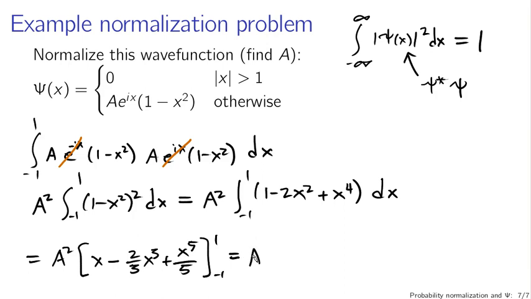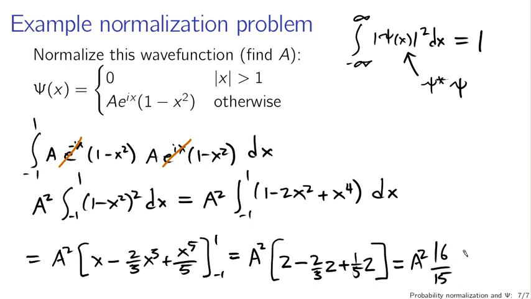which when you substitute in the limits becomes a squared times: this x part is going to be 1 minus the other limit, minus 1, which is 1 minus minus 1, which is 2, so going to give me a 2, minus 2/3 of whatever I get from the x cubed, which is again going to be 1 minus a minus 1, or 2, plus 1/5 of x to the fifth, 1 to the fifth minus minus 1 to the fifth. Again, this is all basic algebra. Hopefully this is not too confusing by this point. This ends up being a squared times 16 over 15. Now, going up here, if a squared times 16 over 15 is going to be equal to 1, a has to be equal to the square root of 15 over 16.